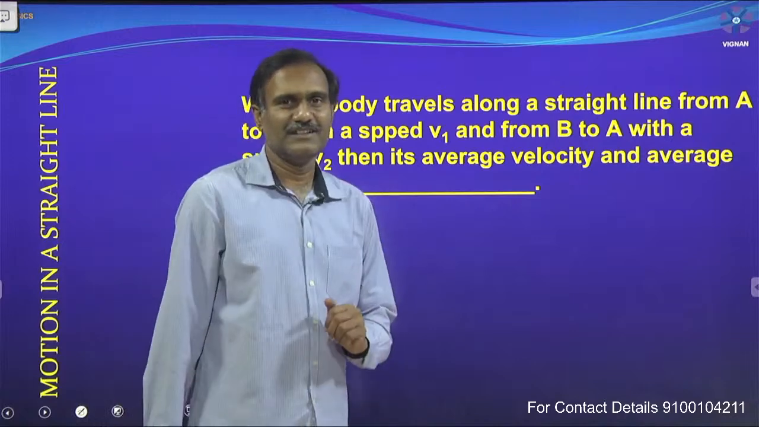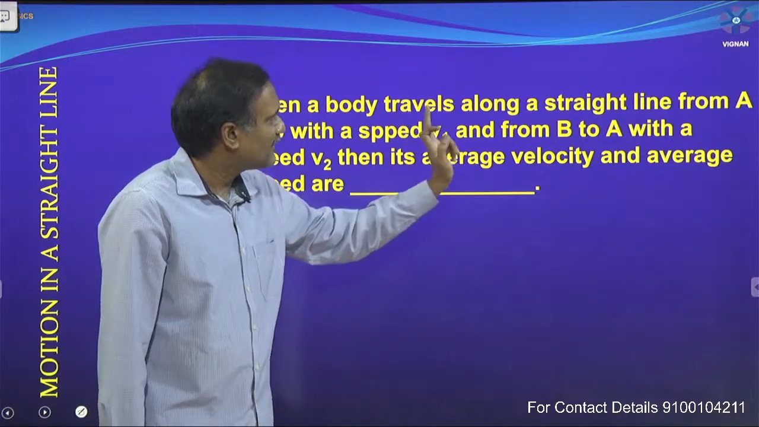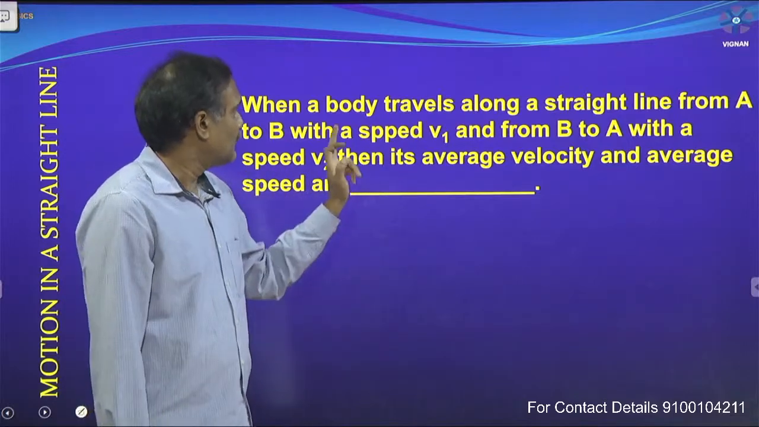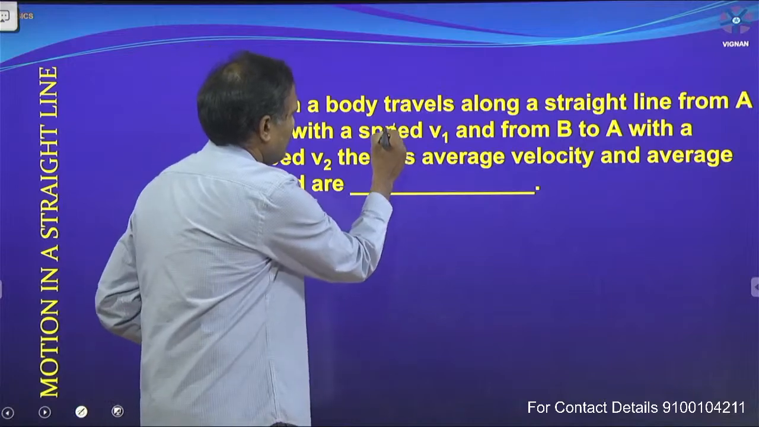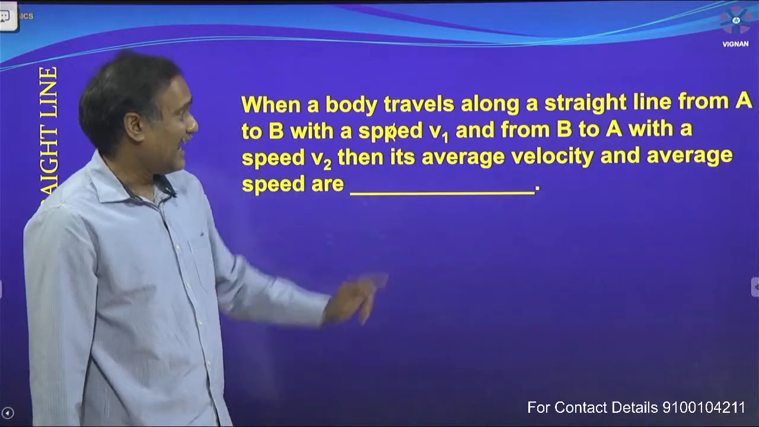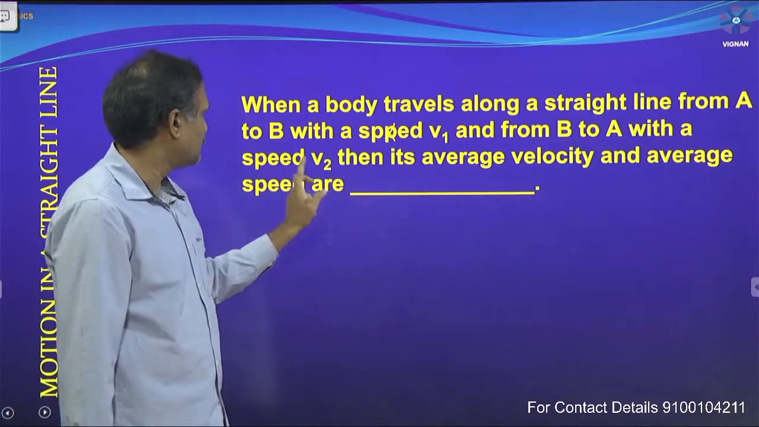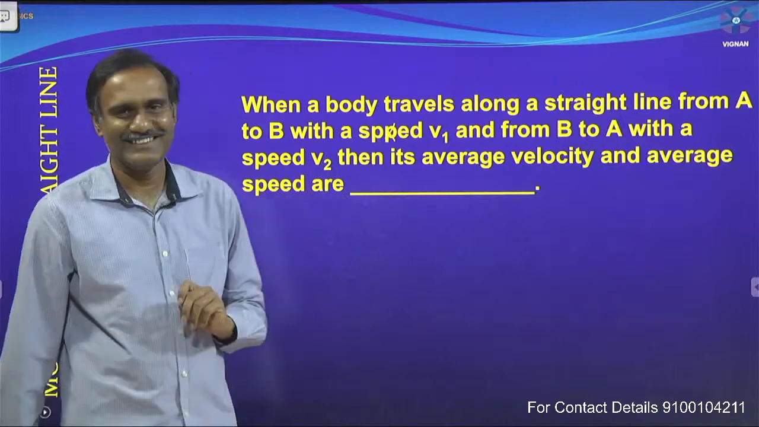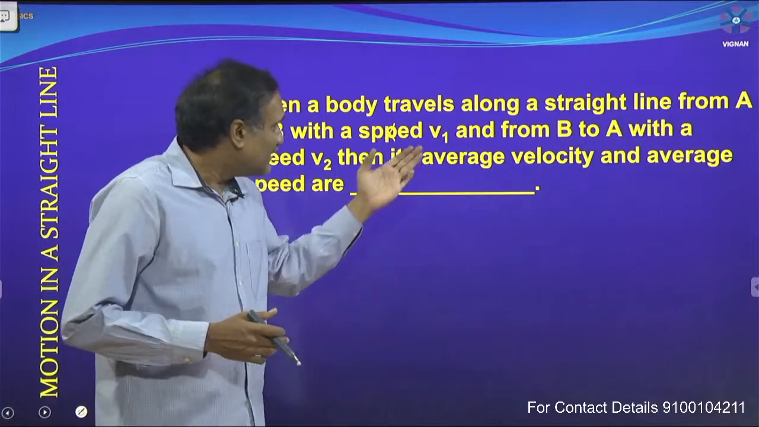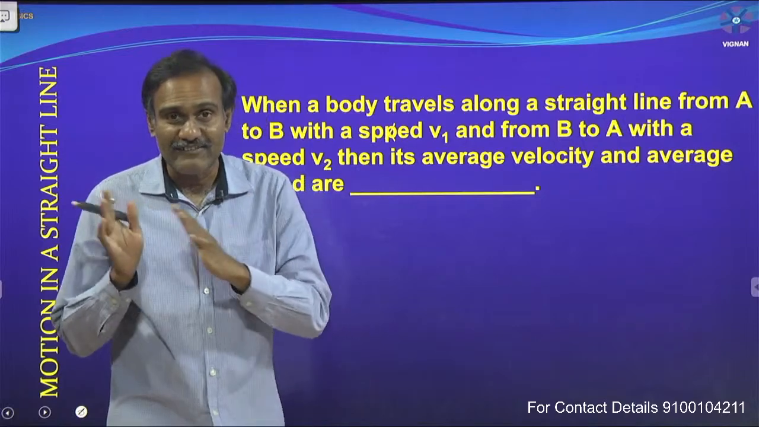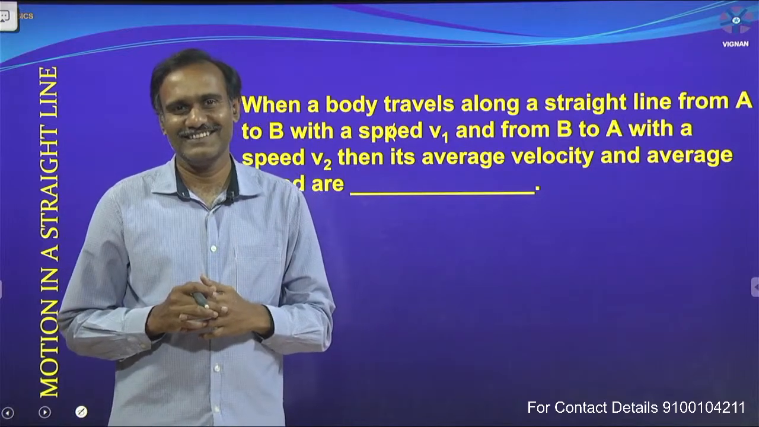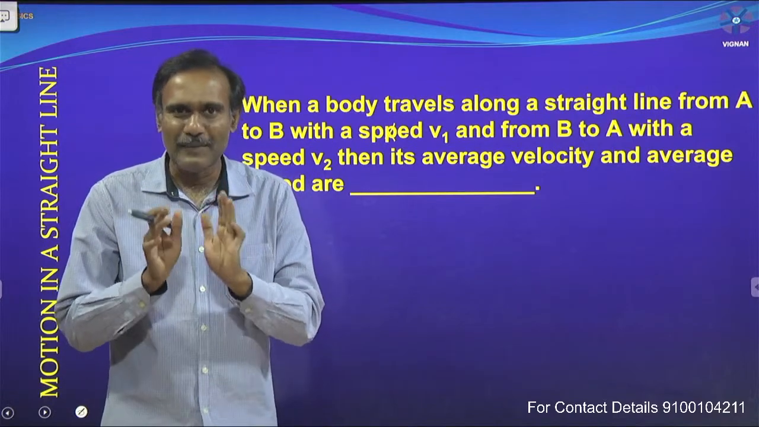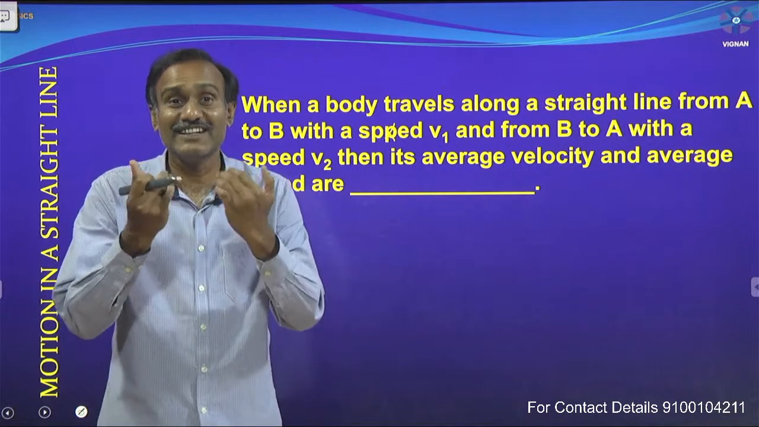Observe here. When a body travels along a straight line from A to B with a speed v1 and from B to A with a speed v2, then find its average velocity and average speed. Now in this problem, does the particle travel along the same straight line? Yes, but its direction changes.